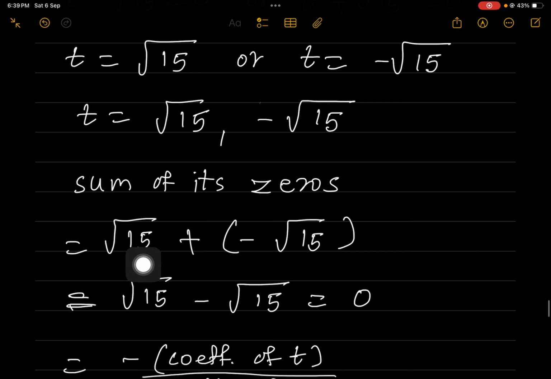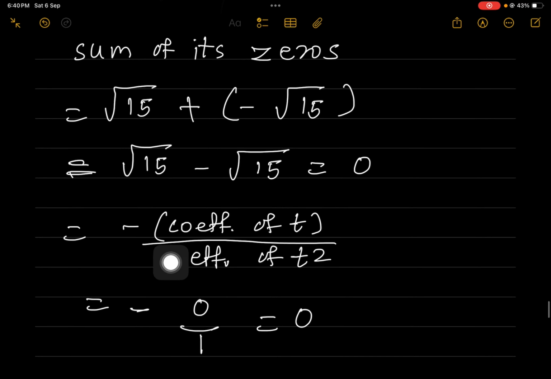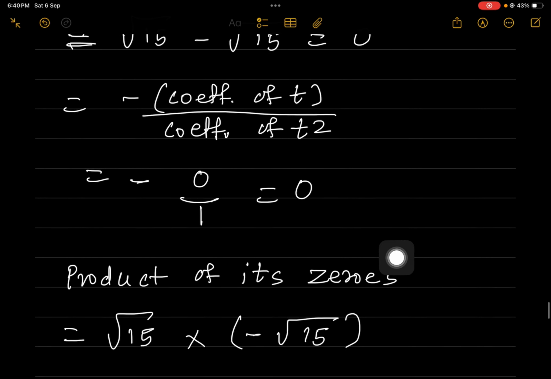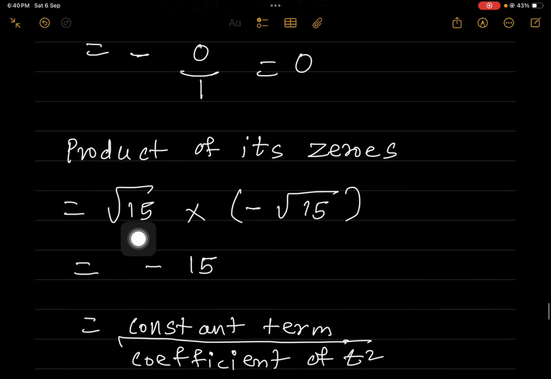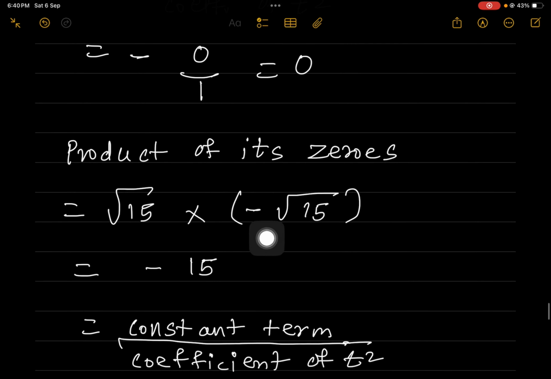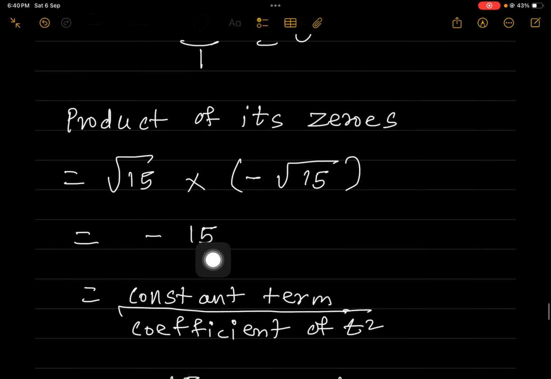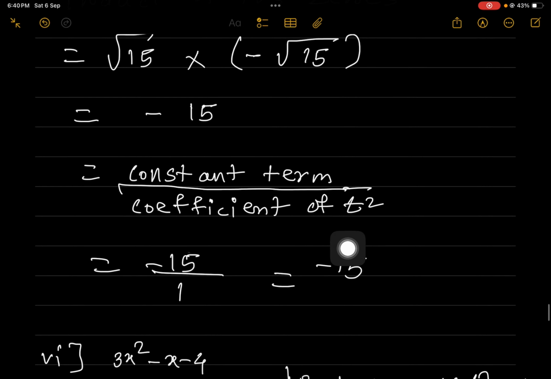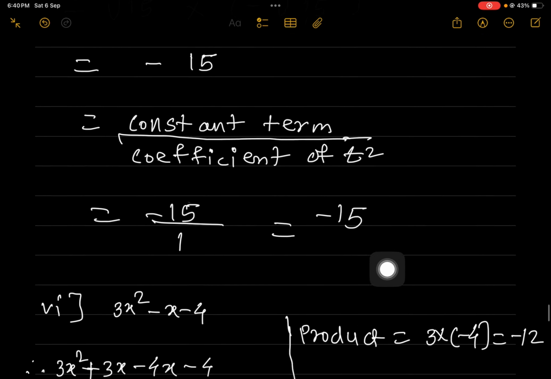Sum of these is 0, root 15 plus minus root 15, so it becomes 0. And minus coefficient of t upon coefficient of t square is 0 upon 1, equal to 0. And product of it is root 15 into minus root 15, which is 15 with the minus sign as it is. Then constant term upon coefficient of t square, minus 15 upon 1, equals minus 15.